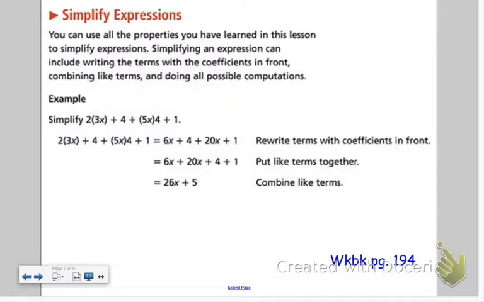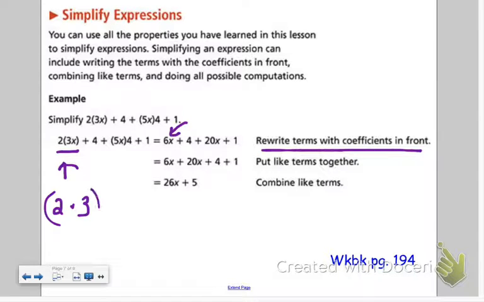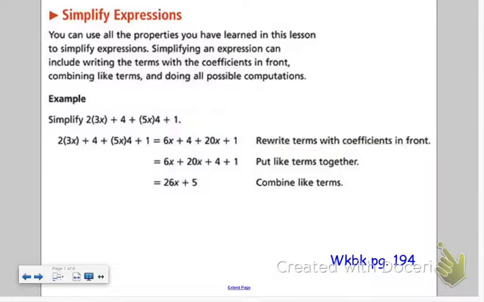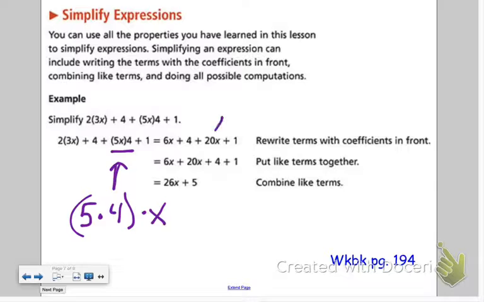The first thing that you have to do is rewrite the terms with the coefficient in front. So instead of having 2 times 3x in parentheses, I'm going to turn that into 6x, because I can rewrite it so that it becomes 2 times 3 in parentheses times x. And let's see, where else can I rewrite? I've got the 5x times 4 here. I can rewrite that as 5 times 4 in parentheses times x, which is going to give me 20x.